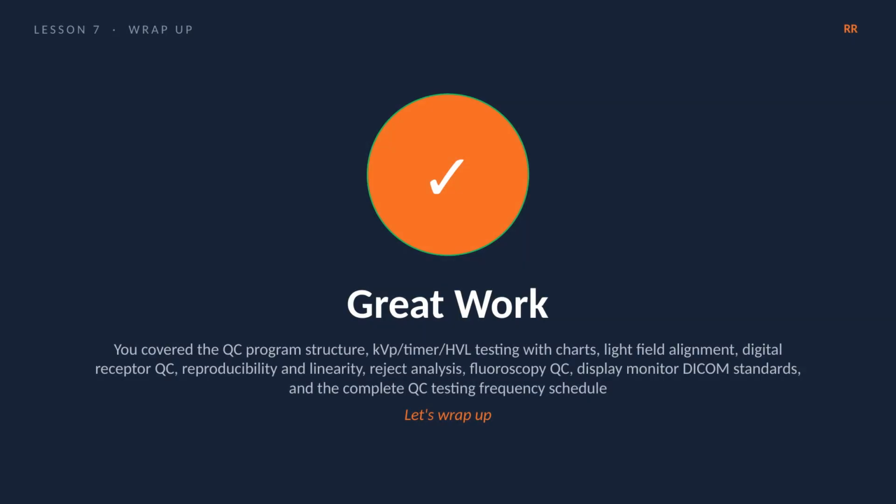You covered the QC program structure, kVp and timer accuracy with the test chart, HVL measurement and the NCRP filtration minimum, light field alignment testing with tolerance calculations, digital receptor QC for both CR and DR, reproducibility and linearity with the output chart, reject and repeat analysis, fluoroscopy equipment QC, DICOM display monitor standards, and the complete testing frequency schedule. QC is how you protect every patient, including the ones whose images you will never personally review.